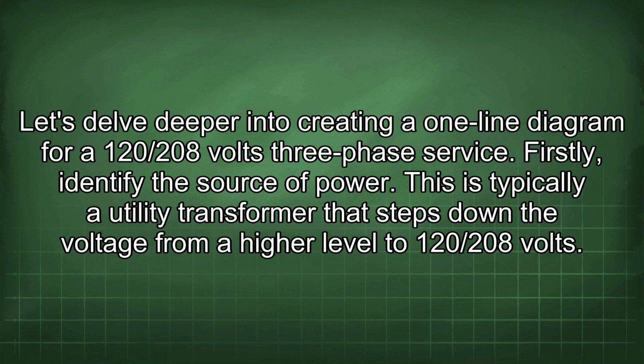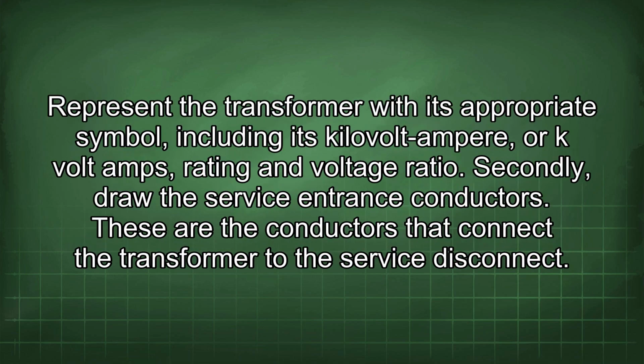Let's delve deeper into creating a one-line diagram for a 120/208 volts three-phase service. Firstly, identify the source of power. This is typically a utility transformer that steps down the voltage from a higher level to 120/208 volts. Represent the transformer with its appropriate symbol, including its kilovolt ampere or kVA rating and voltage ratio.